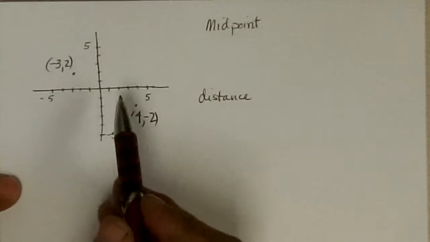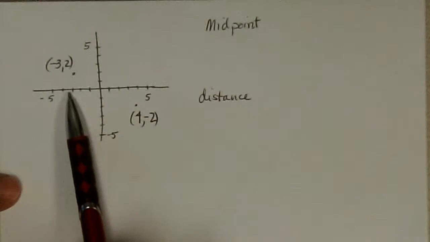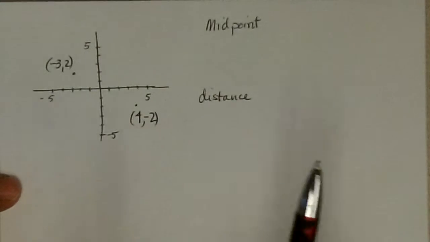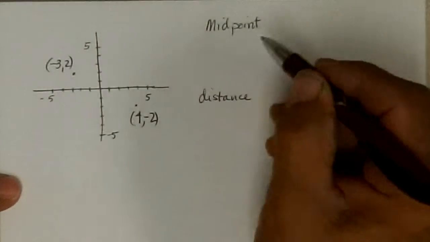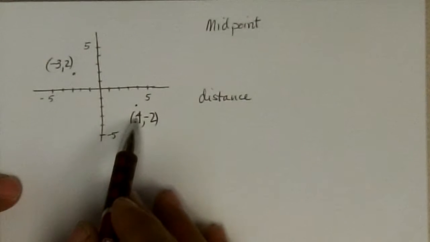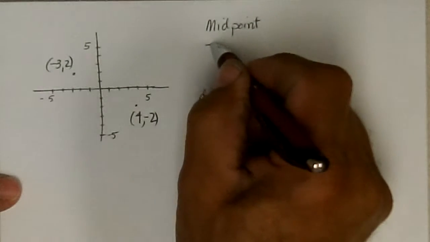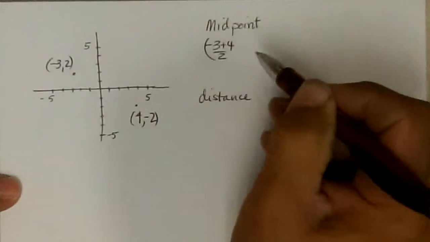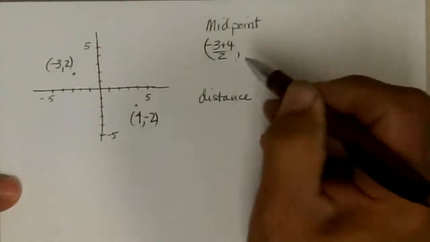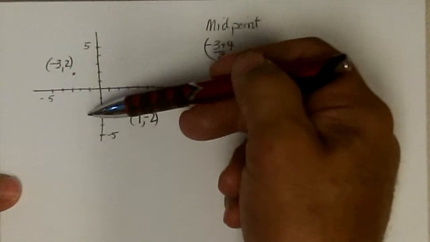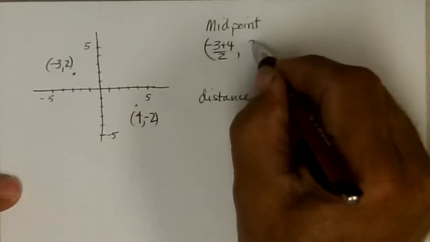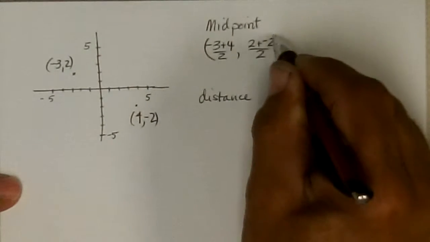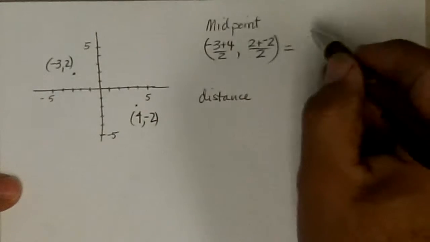Now the midpoint, well, this goes from -3 to +4, so the middle's got to be somewhere around a half, and you calculate that by finding the average of the x values. So that's -3 plus 4 divided by 2. And you would also do the same with the y's, the average. So we got 2 plus a -2 divided by 2. And we get the point.